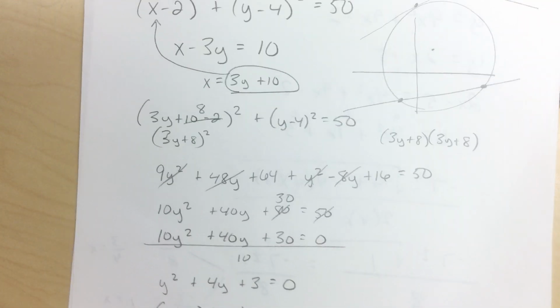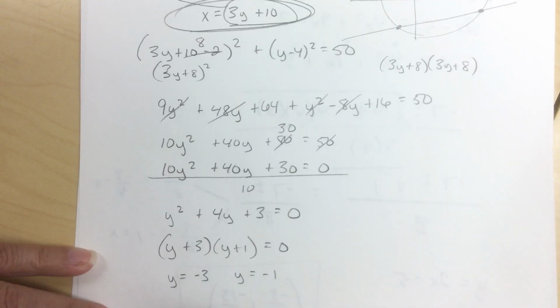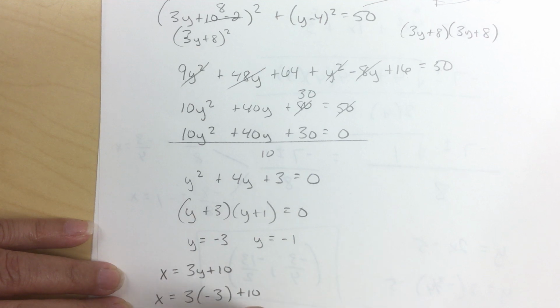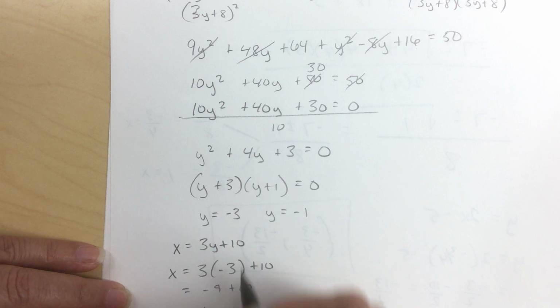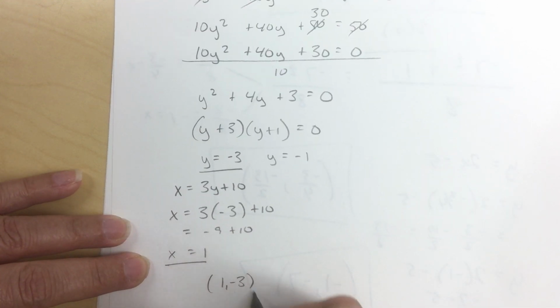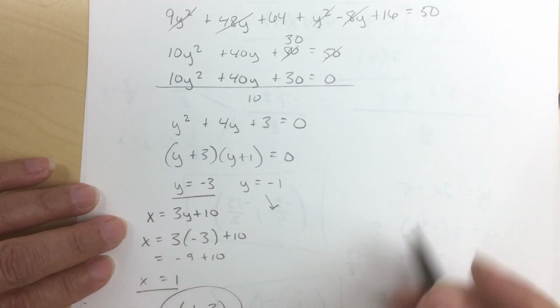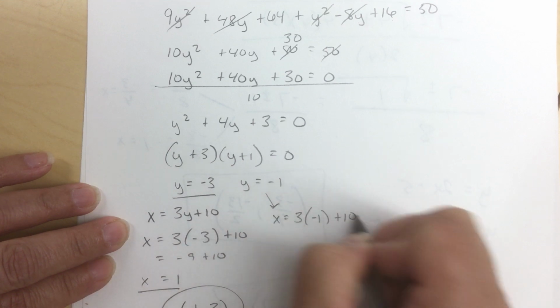So now I'm going to use this equation to find my x value. If x is equal to 3y plus 10, then x is equal to 3 times -3 plus 10, which is -9 plus 10, which is 1. So if x is equal to 1 when y is equal to -3, I have the ordered pair (1, -3). So that's one of my answers. Then from y equals -1, I have x equals 3 times -1 plus 10.